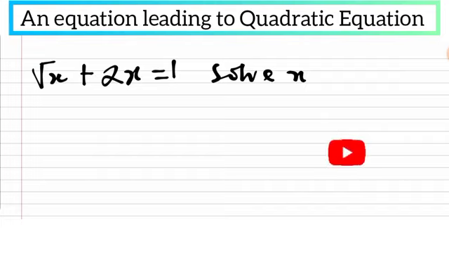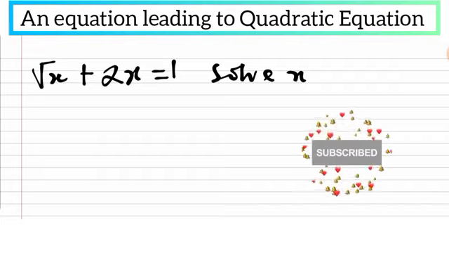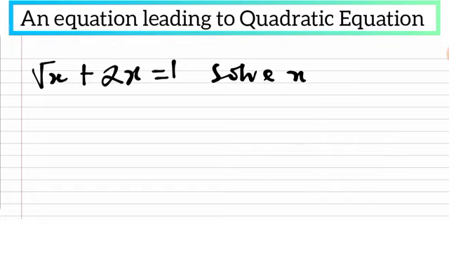Now let's get started and solve this problem. So now the problem said root x plus 2x equals to 1, then we should solve for what? We should solve for x.